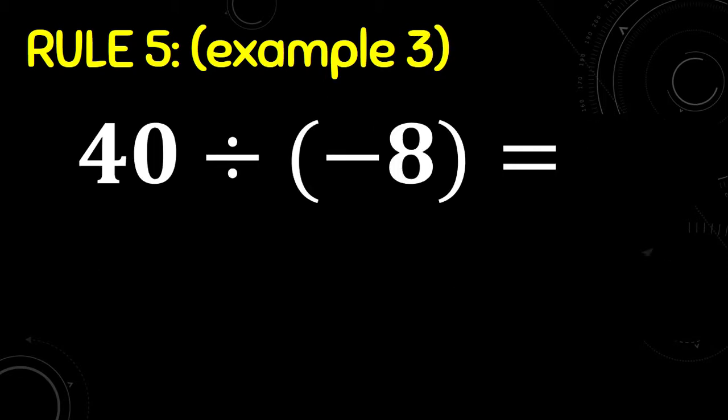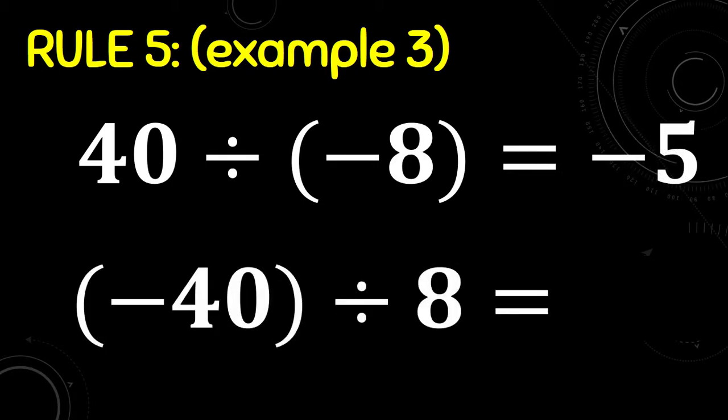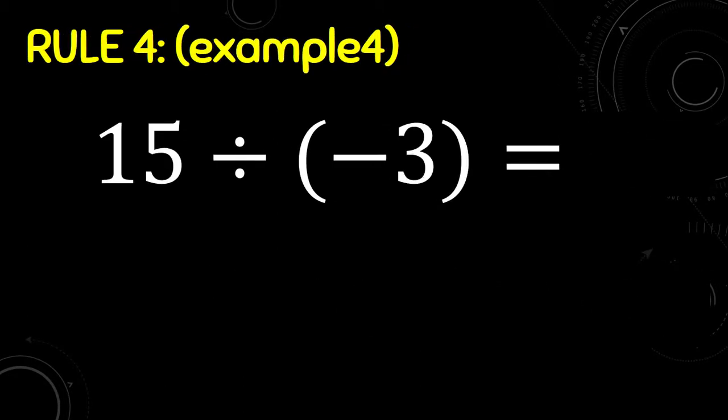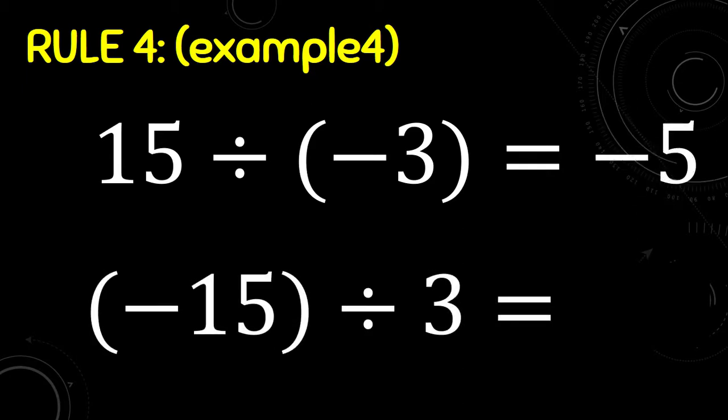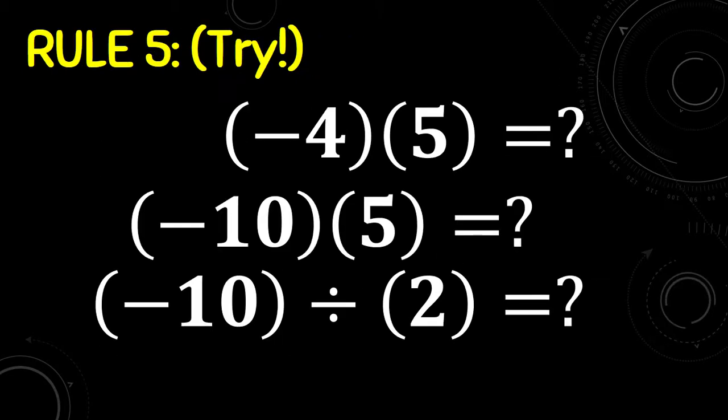40 divided by negative 8, the result is negative 5. Negative 40 divided by positive 8 is still negative 5. 15 divided by negative 3 is negative 5. Negative 15 divided by positive 3 is still negative 5. Let us try this one.